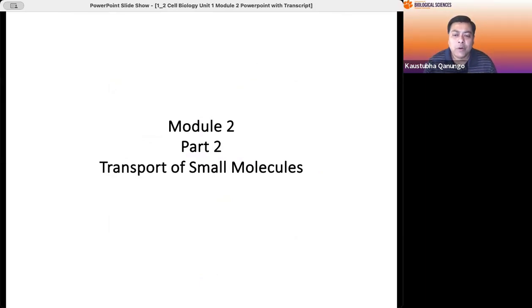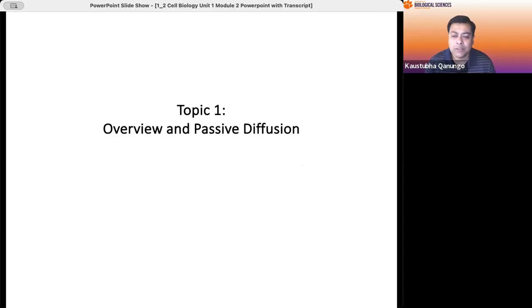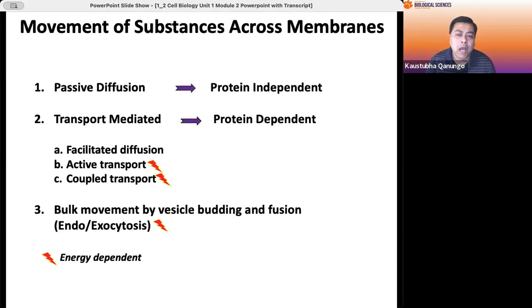All right. So module 2, part 2, which is the transport of small molecules. We talked about the biological membrane, and now we are looking at how we move substances through it. You have a couple of different things. You have passive diffusion, then you have transport mediated, which is protein dependent. And then you have facilitated diffusion. Remember that it does not require any energy. A molecule binds, changes conformation, and just moves through.